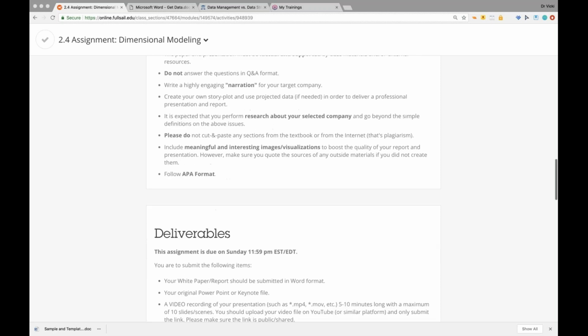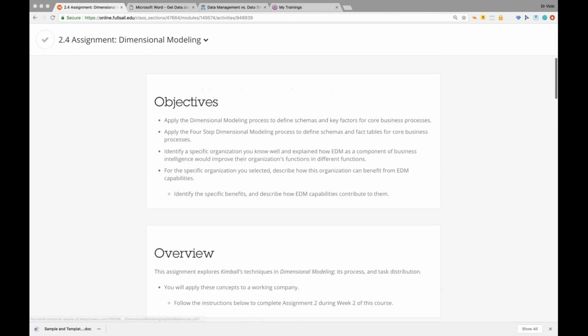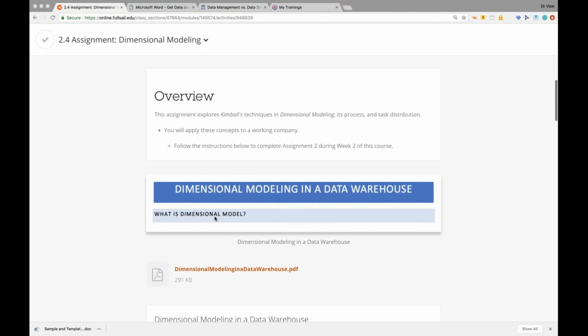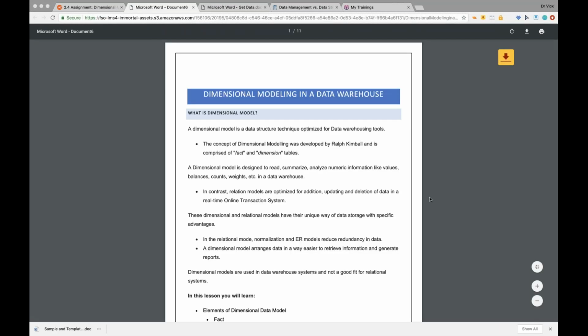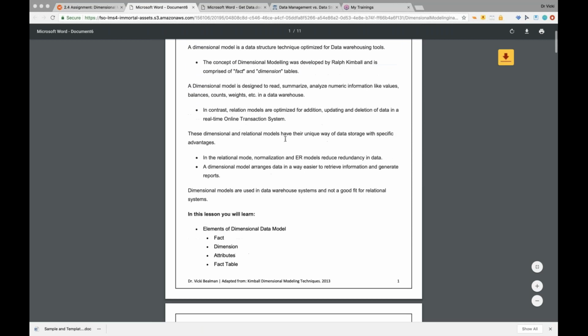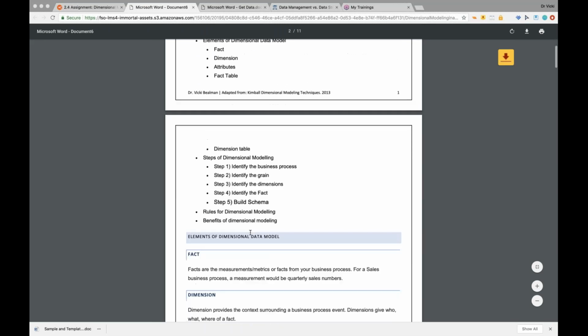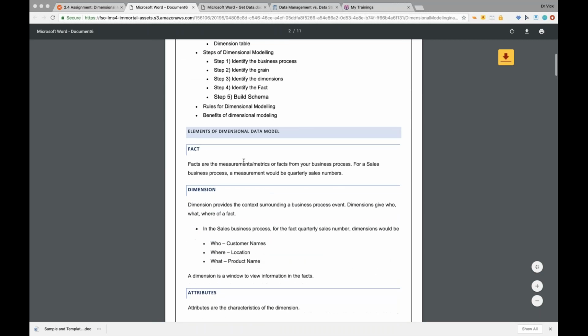And the guidelines are the same about APA formatting and all of that. I've got resources here, the dimensional modeling and data warehousing. I also put a lesson out here for you that describes everything I just said. So I don't want you to be on your own. It describes the dimensional model and facts and dimensions. And there's your steps in dimensional modeling. Remember, that was one of the requirements in the assignment.